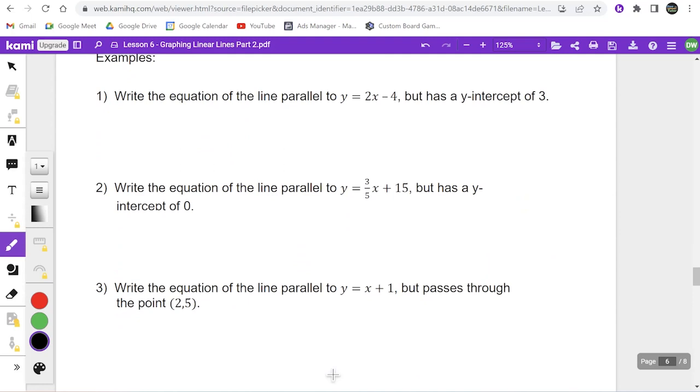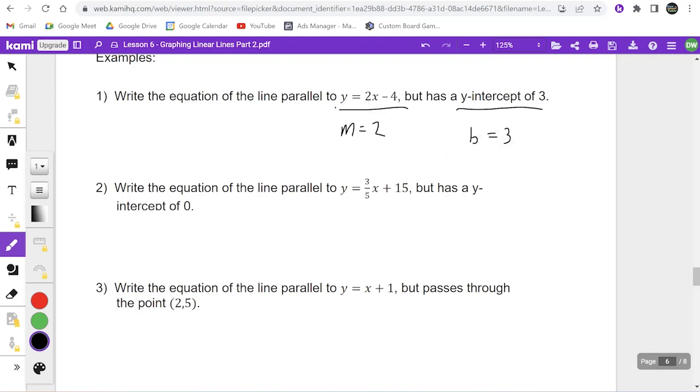Number one, write the equation of the line parallel to y equals 2x minus 4, but has a y-intercept of 3. I'm going to be doing these, at least the first one. Basically, what you need to do is look at y equals 2x minus 4, and what's most important is the slope, m equals 2. As a matter of fact, that minus 4, that y-intercept, I don't even care about. Why not? Because I'm changing the y-intercept. I want the y-intercept to be 3, b equals 3.